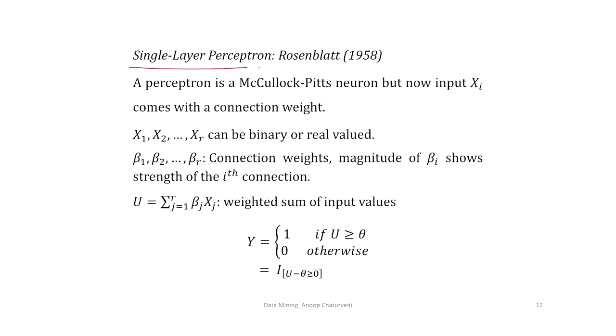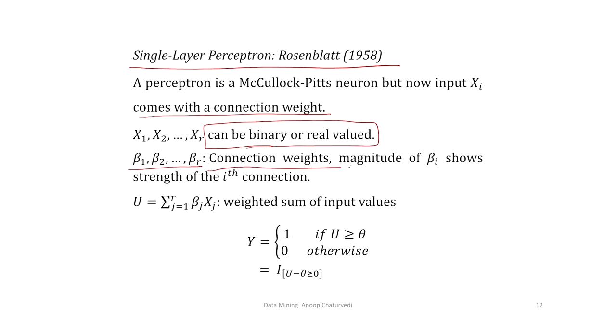Now, we consider the single layer perceptron. A perceptron is a McCulloch-Pitts neuron, but now input xi comes with a connection weight. So, you have assigned connection weights also. Again, x1, x2, xr are input variables, and these variables can be either binary or real valued. So, we are considering both possibilities. Then suppose beta 1, beta 2, beta r are the connection weights, and the magnitude of beta i shows the strength of the ith connection. It is just like the regression coefficient.